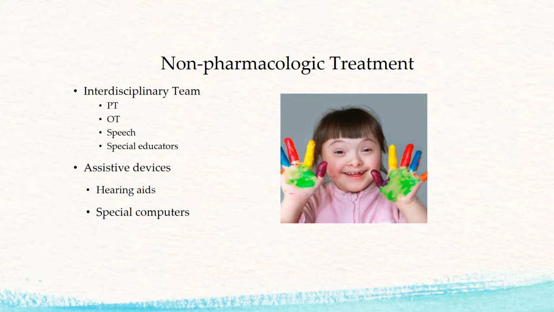Non-pharmacologic treatment. Treatment of Down syndrome is based on each individual's needs. Immediate care after birth is important. This will include an interdisciplinary team made up of physical therapy, occupational therapy, speech therapist, special education, and primary physician. Other forms of non-pharmacological treatment can be tools to make their lives easier, such as assistive devices that help them get around, hearing aids if impaired, and special computers, which are a great tool for learning.